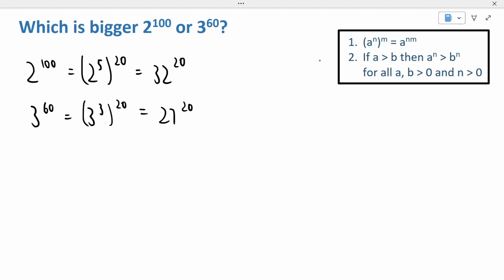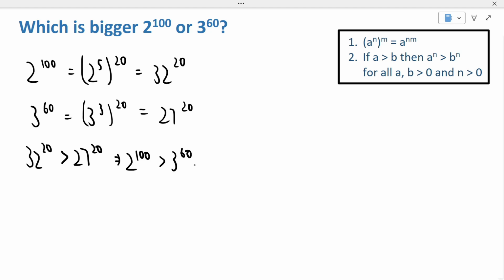expression overall. In this case, both 32 to the power of 20 and 27 to the power of 20 have an exponent of 20, but 32 is greater than 27, so this means that 32 to the power of 20 is greater than 27 to the power of 20. And we know that 2 to the power of 100 is equal to 32 to the 20, and 3 to the 60 is equal to 27 to the 20. So this implies that 2 to the power of 100 is greater than 3 to the power of 60.